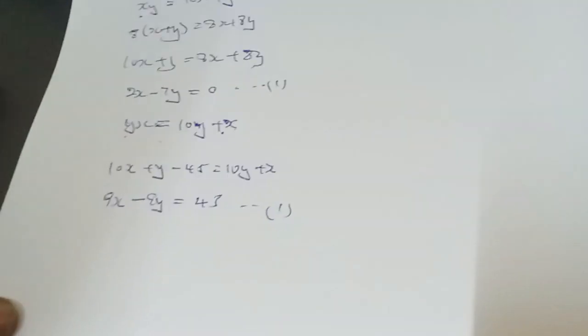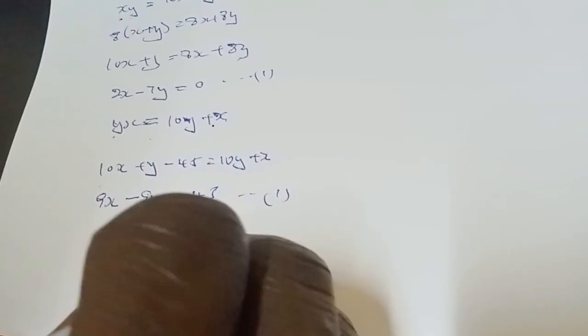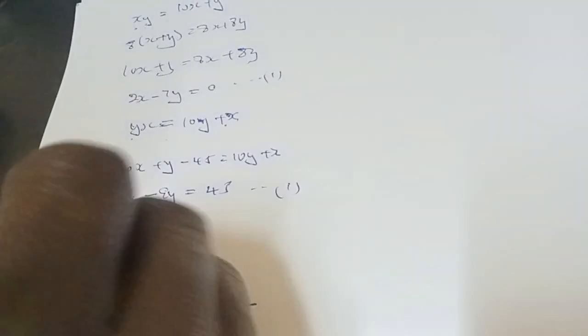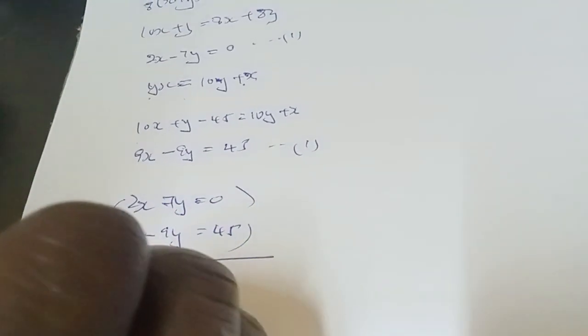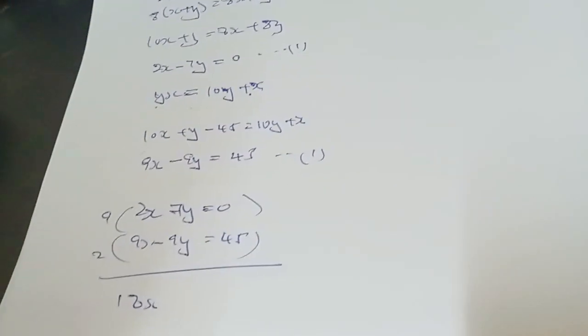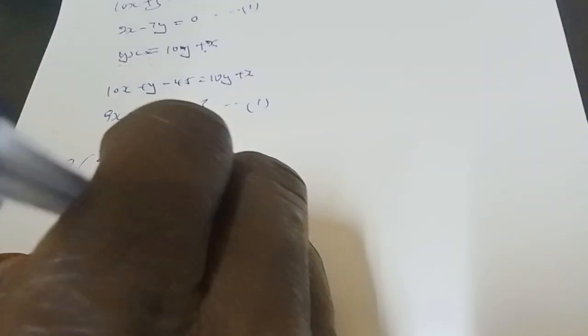So here we have equation number 1 and equation number 2, which we can solve simultaneously. We have 2x minus 7y equal to 0, and 9x minus 9y equal to 45. By the method of elimination, we multiply the first by 9 and the second by 2. So that is 18x minus 63y equal to 0, and here we have 18x minus 18y equal to 90.